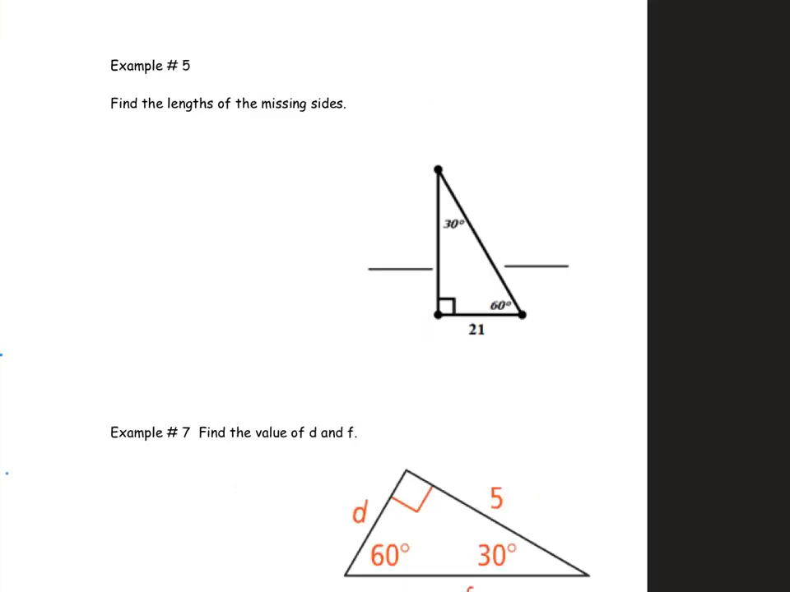Example number 5, I noticed that they give me the side length opposite the 30-degree angle, so I have the short side, so 21 is going to be my short side. So the long side, L, is equal to S times the square root of 3, so it's just 21 square roots of 3. Again, using my formula for the hypotenuse, that is 2 times the length of the short side. So that is 2 times 21. 2 times 21 is 42.